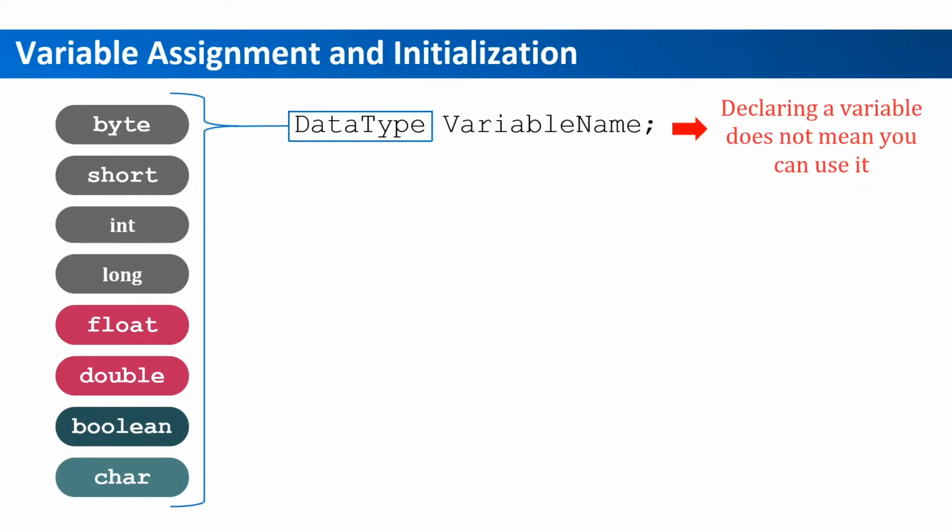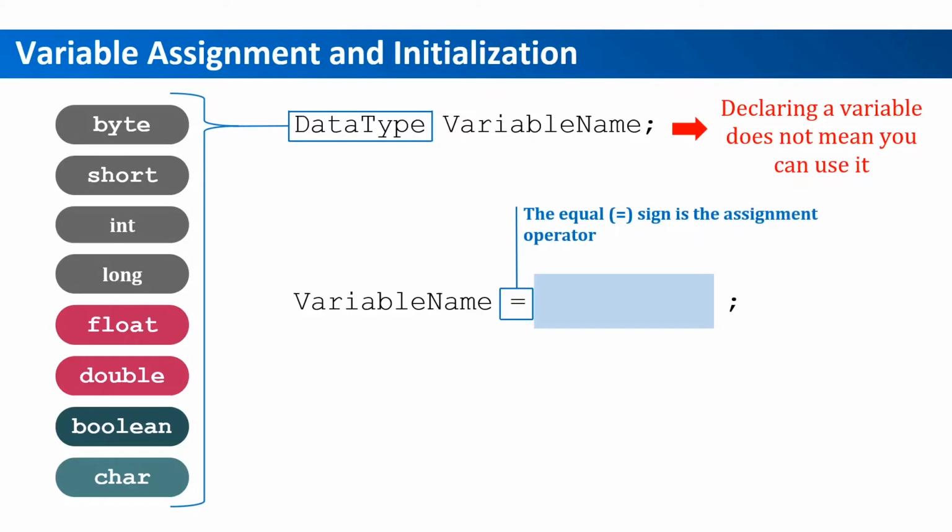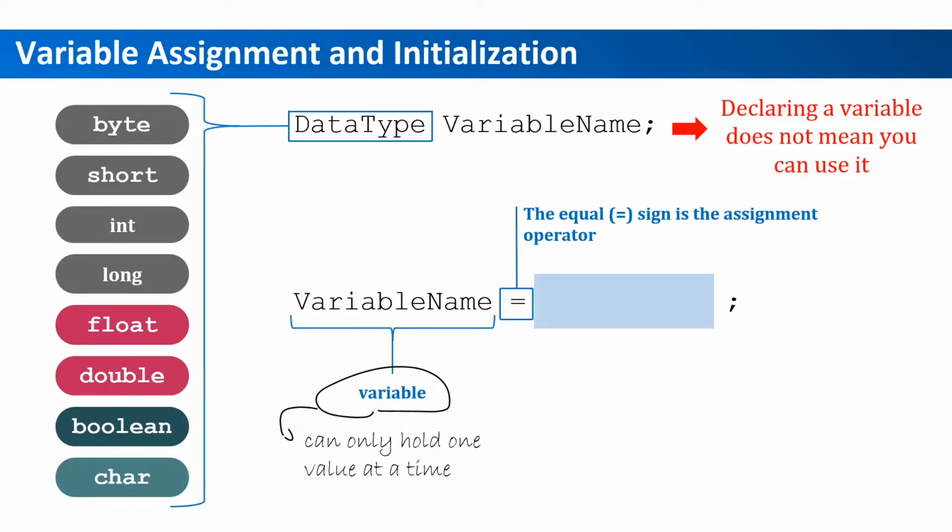Since it's empty, declaring a variable is not enough to use your variable to complete tasks. You must assign a value to this variable. This is an example of a generic assignment statement. The equal sign is the assignment operator. What it does is that it assigns a single value on its right side to the variable on the left side. The variable on the left side can only hold a single value at any time.